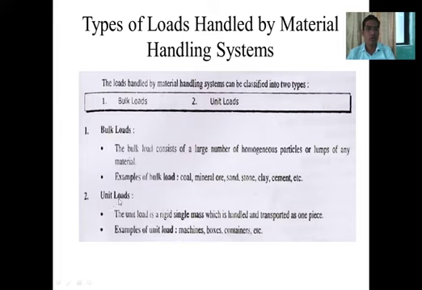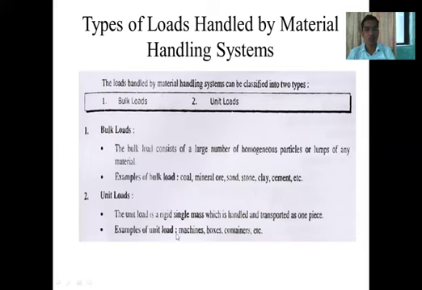Next one is a unit load. A unit load is a rigid single mass which is handled and transported as one piece. Such a type of load is called a unit load. The load present as a single mass unit in rigid form, which can be handled and transported as a single unit or one piece, is called a unit load.